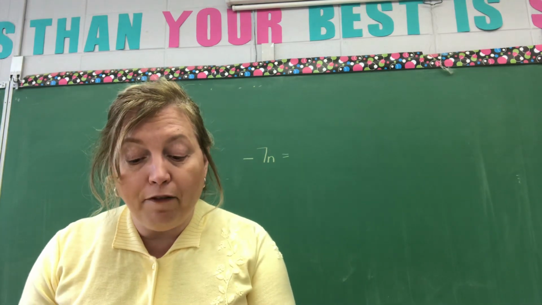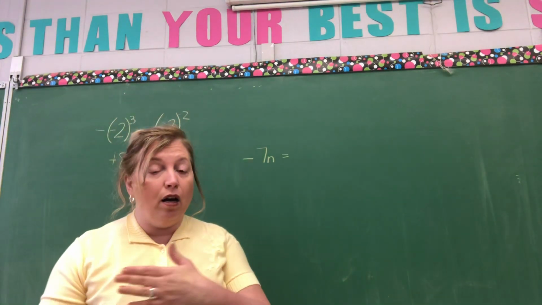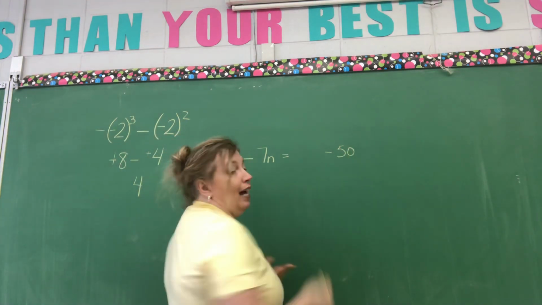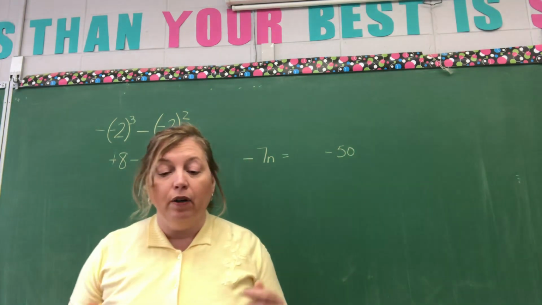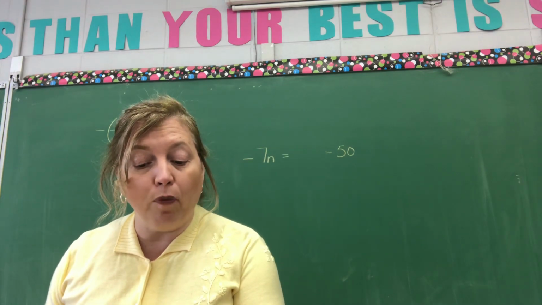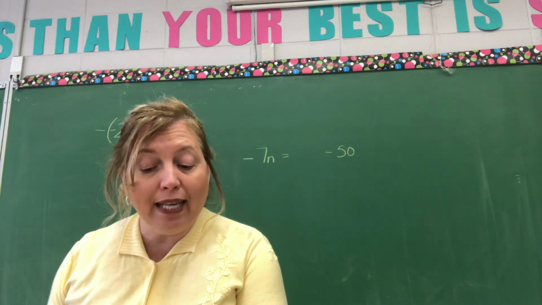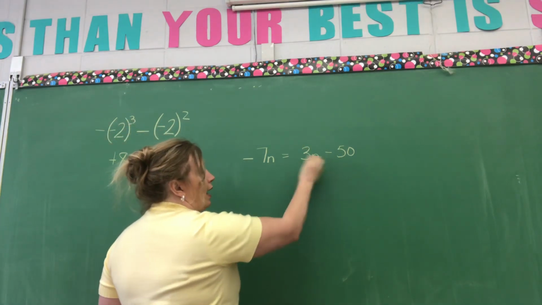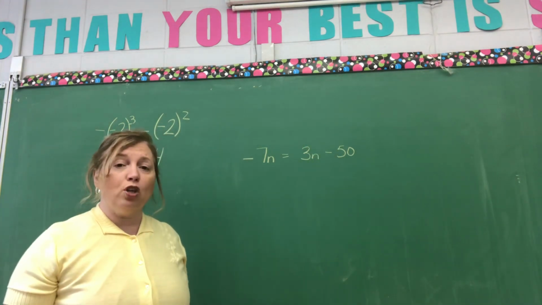It equals 50 less than. Okay, 50 less than means I'm going to subtract 50 from something. I don't know what I'm subtracting it from yet. I'm going to subtract it from, what does the book say? 3 times the number. So 3 times the number is simply 3n.